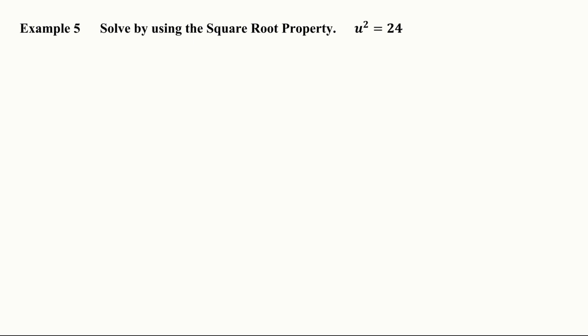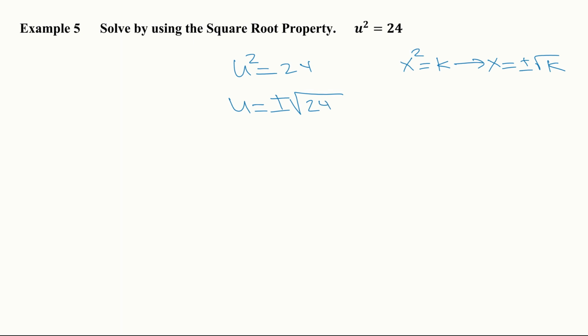Okay, so we have u squared equals 24. Now we are in the proper format. If we have something squared equals a constant, then that some number must be plus or minus the square root of the constant, right? So here, instead of x, we have u, makes no difference. You can replace x and u. That's just called a dummy variable. So we get u equals plus or minus square root of 24.